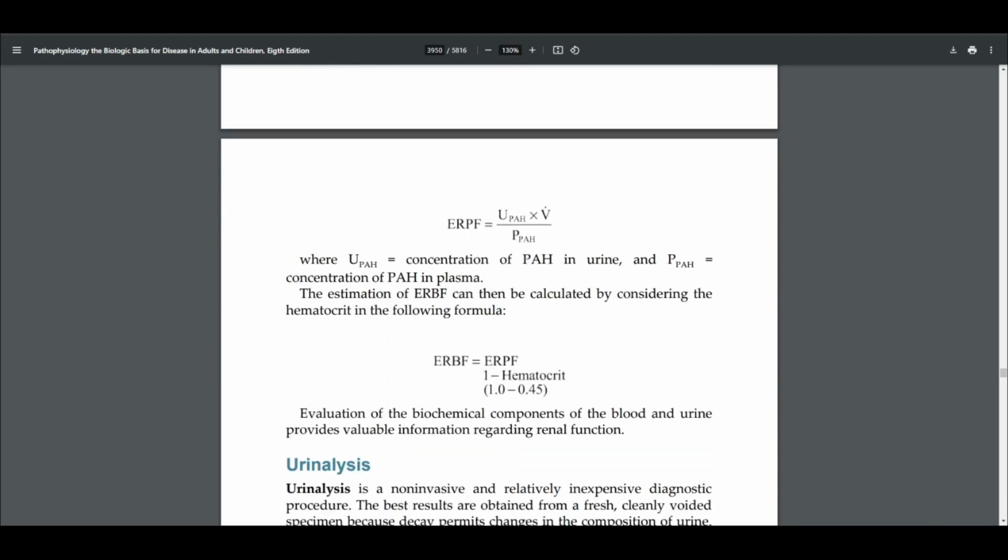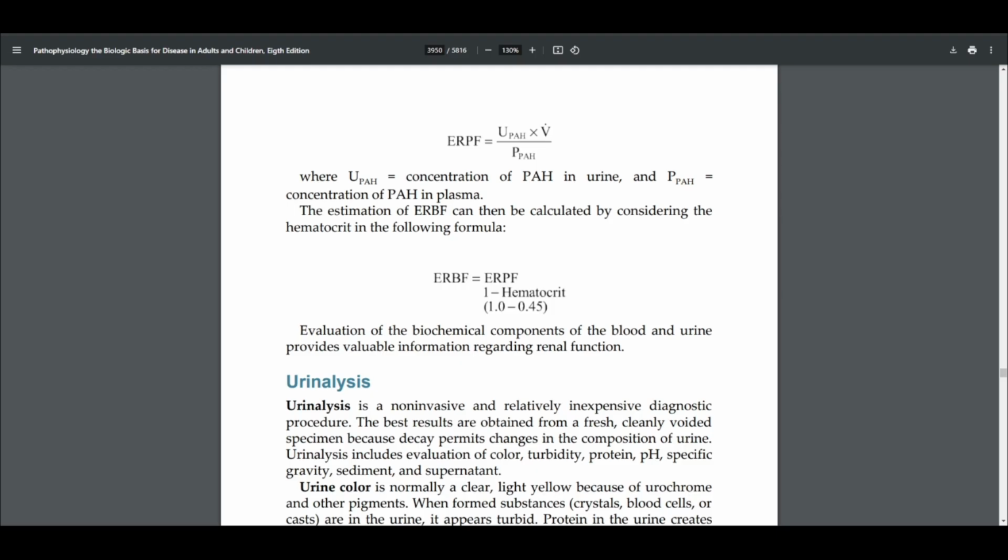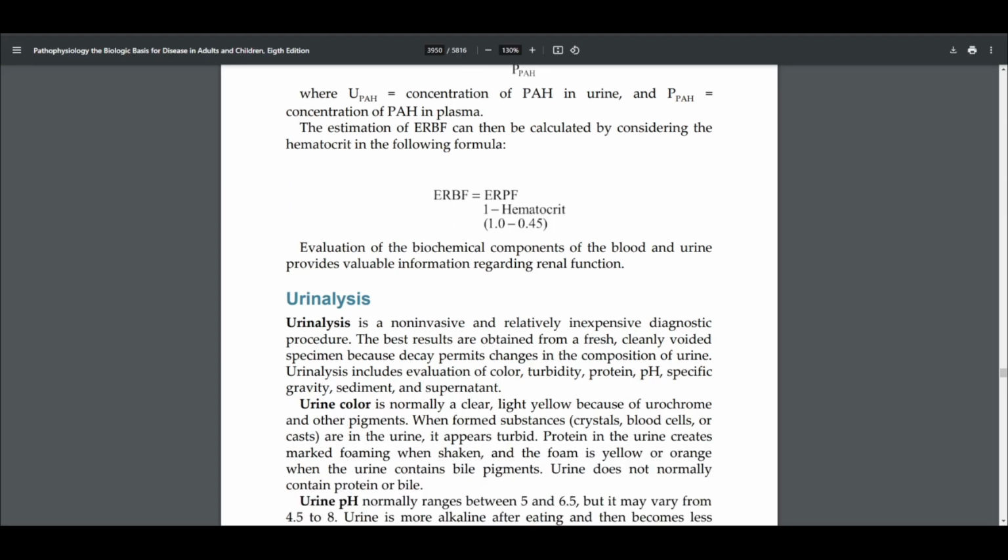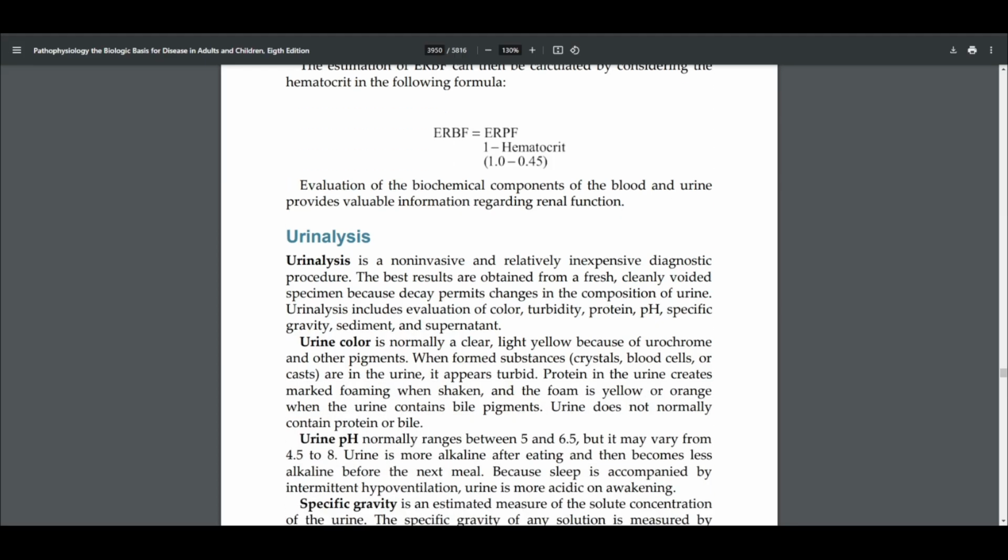And there are equations for that, where UPAH is the concentration of PAH in urine and PPAH equals the concentration of PAH in plasma. The estimation of the ERBF can then be calculated by considering the hematocrit in the following formula. Your ERBF equals your ERPF divided by 1 minus hematocrit. Evaluation of the biochemical components of the blood and urine provides valuable information regarding renal function.